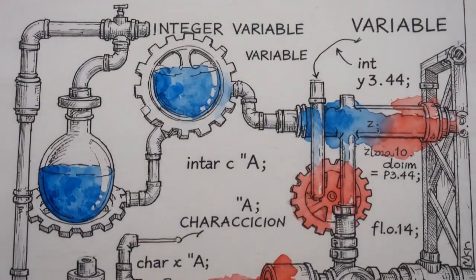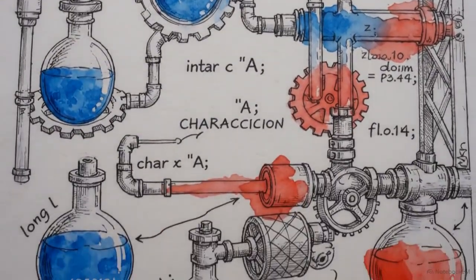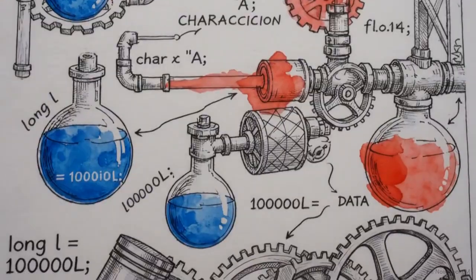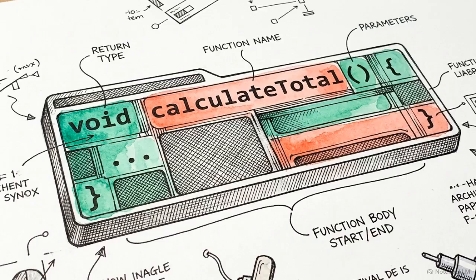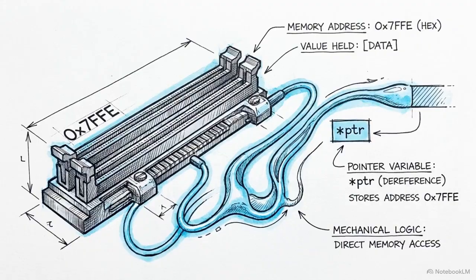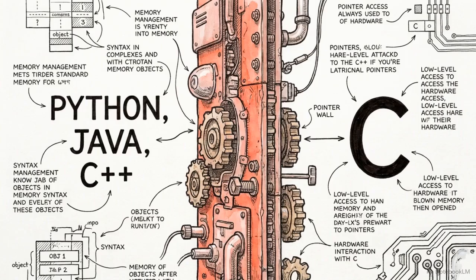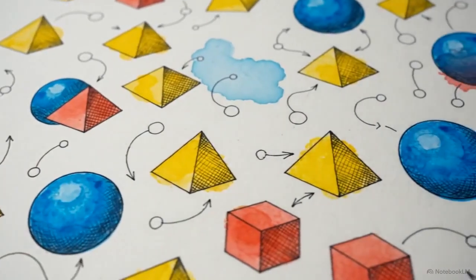Welcome back! Up to this point in our C programming journey, we've covered the mechanics of moving data around. We've built for loops, processed user inputs, constructed custom functions, and manipulated memory addresses using pointers. But if you are coming from Python, Java, or C++, you are about to hit a major architectural wall. Look at these isolated data types floating in memory.